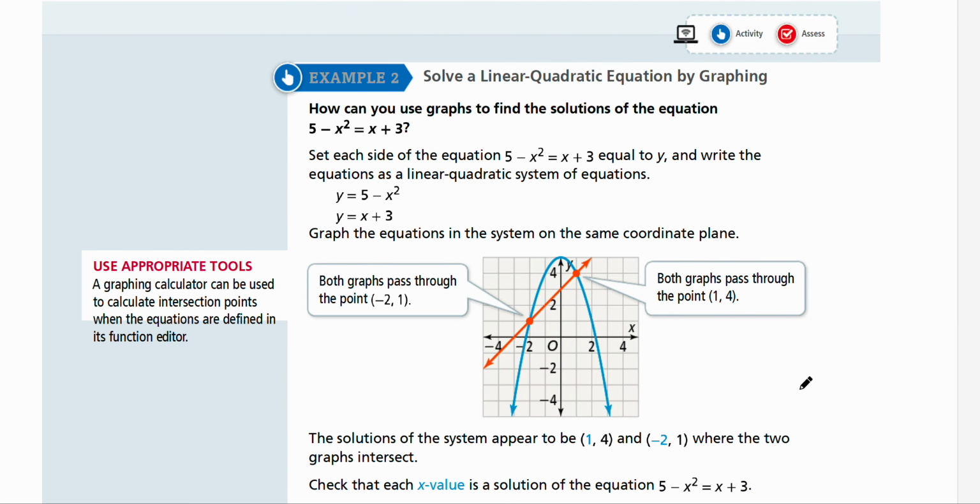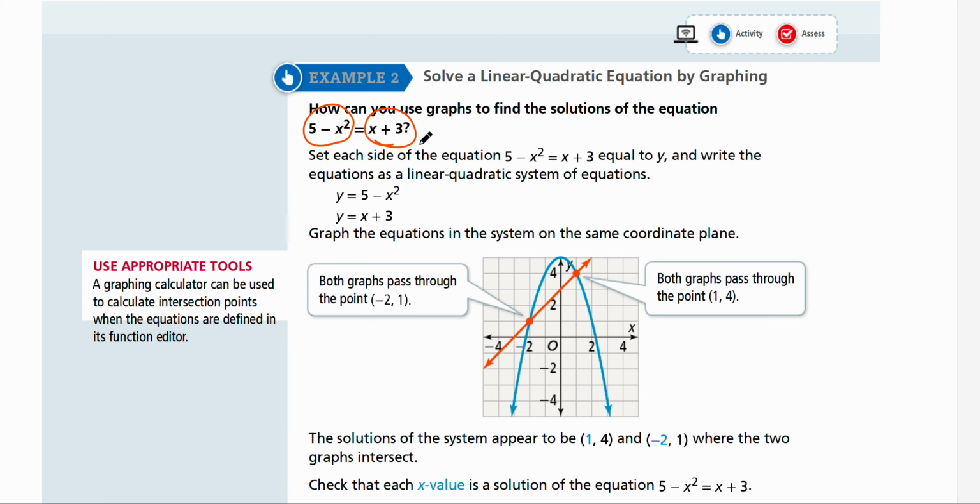Now, we're going to solve a linear quadratic equation by graphing. So this is the first method, right? Graphing. So how can you use graphs to find the solutions of the equation 5 minus x squared is equal to x plus 3? So how is this a system of equations? Well, if we have an equation like this, we can graph this side and the other side, right? We talked about this method.